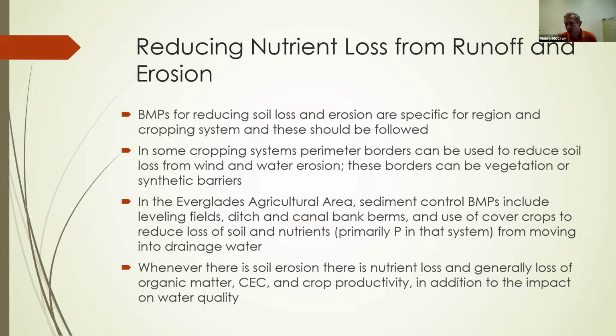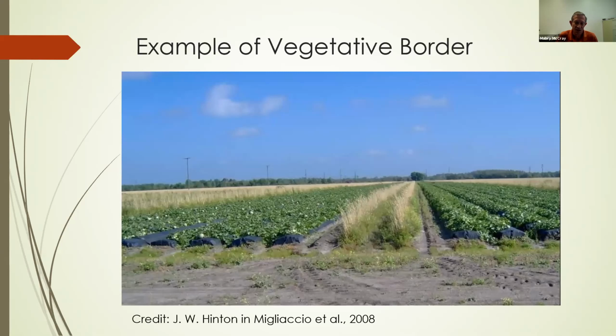Whenever there's soil erosion, there's nutrient loss. And that means that you're also losing organic matter, cation exchange capacity, and crop productivity, in addition to the impact on water quality. So this is an example of a vegetative border that's planted, reducing especially wind erosion, preventing the soil particles from impacting the crop.